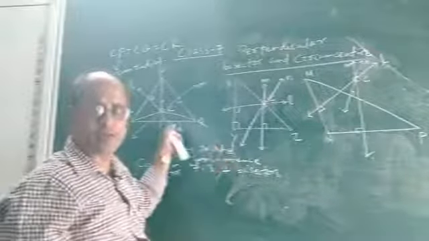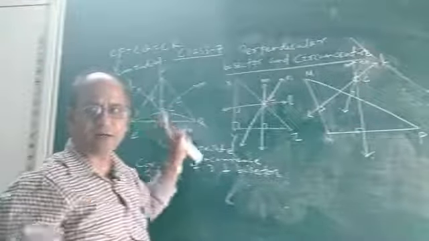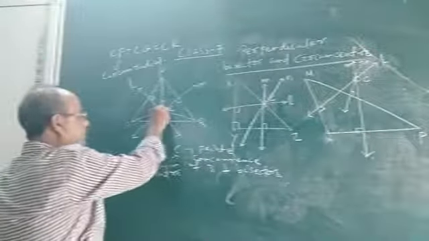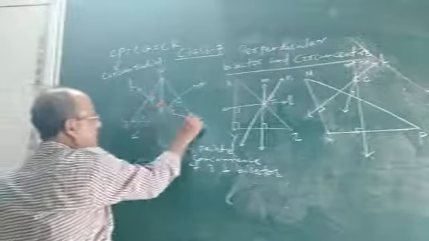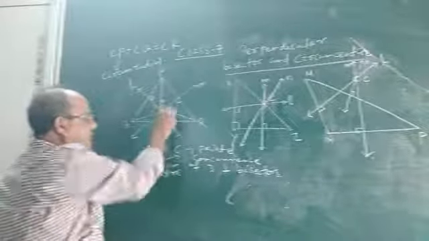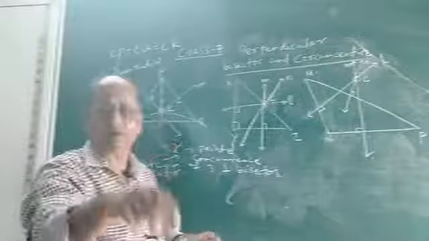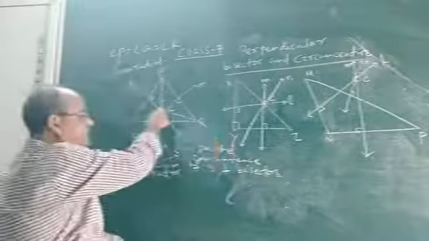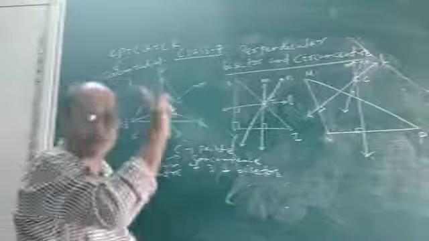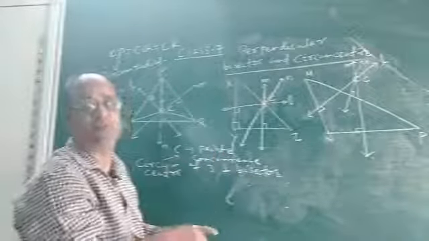Okay, if you join the circumcenter to any vertex of the triangle, that will give you the what? Circumradius. So C is the circumcenter, CP, CQ and CR are circumradius, they are equal. Okay, now taking C as the center and CP or CQ or CR as radius, if you draw a circle, what will happen?